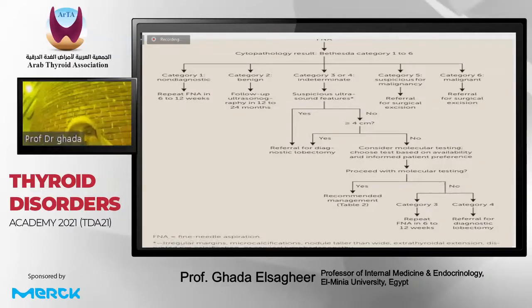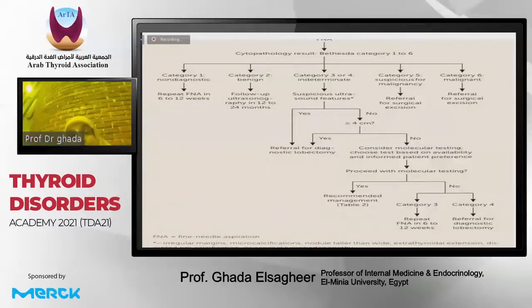Why do we refer to lobectomy in this case, if the size is more than 4 centimeters? Because of the low sensitivity of the fine needle aspiration biopsy in big-sized nodules, more than 4 centimeters. If the ultrasonography finding is not suspicious for malignancy and the size is not enlarged, and if molecular testing is available, we choose the test based on availability and informed patient preference. If the molecular testing result comes back benign, then surveillance again, repeat ultrasound every 6 to 12 months.